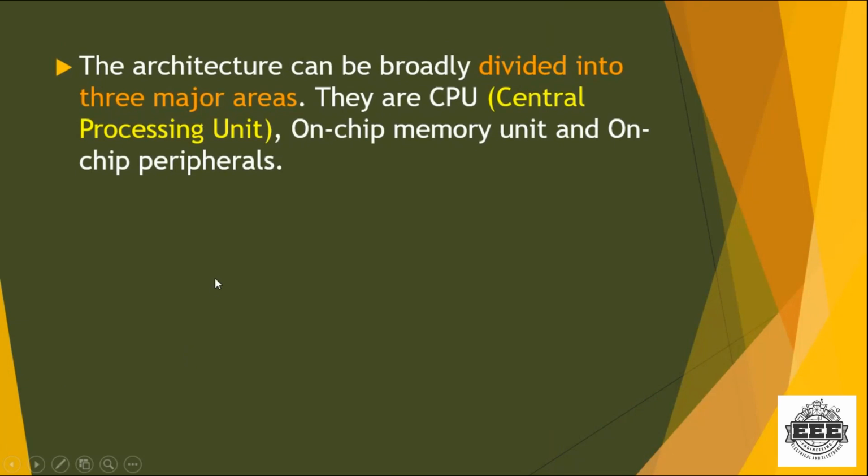The architecture can be broadly divided into 3 major parts, as we discussed previously. That is, the CPU, central processing unit, the on-chip memory unit, and the on-chip peripheral. So like this, we are dividing the main architecture into 3 major parts: one is the CPU, one is the on-chip memory, and the other one is the on-chip peripheral.